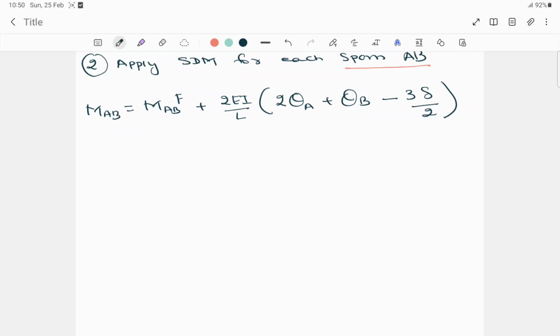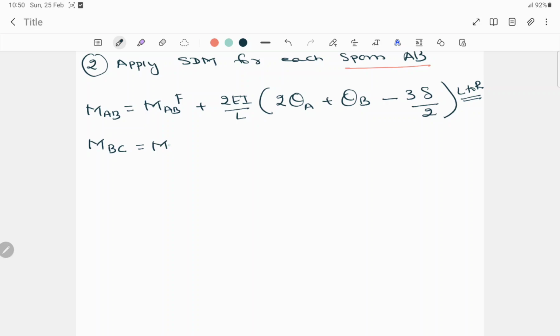And okay, we'll write the formula for BC also. This is the formula we have to use while calculating moment from left to right. Okay, left to right.